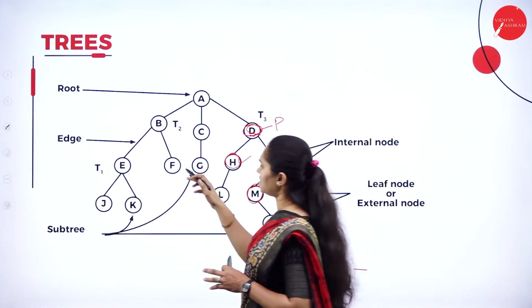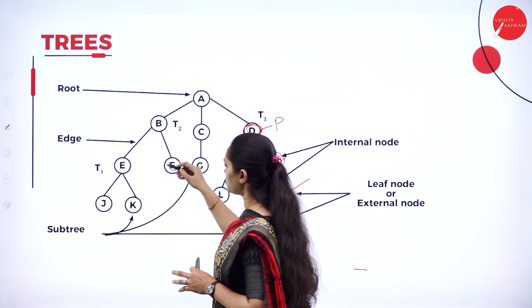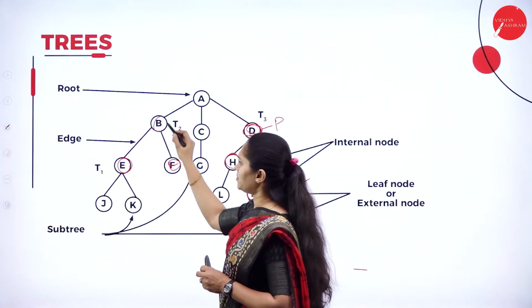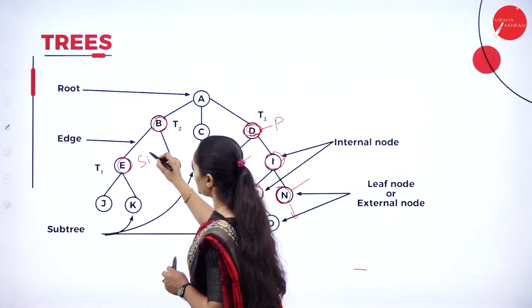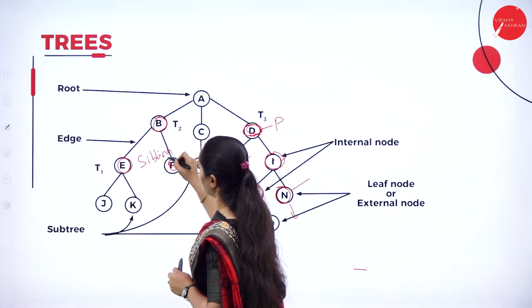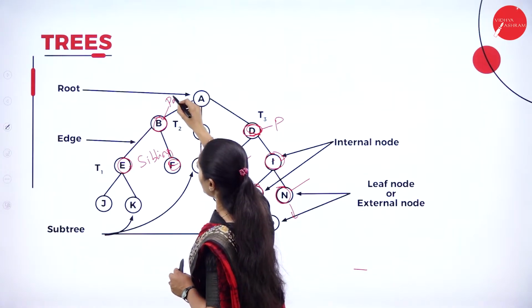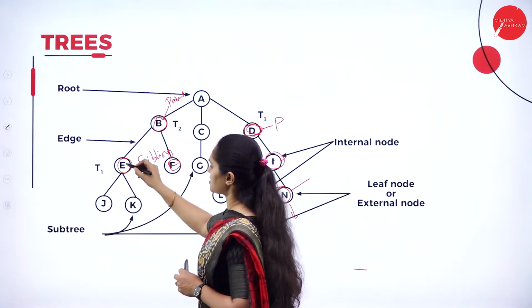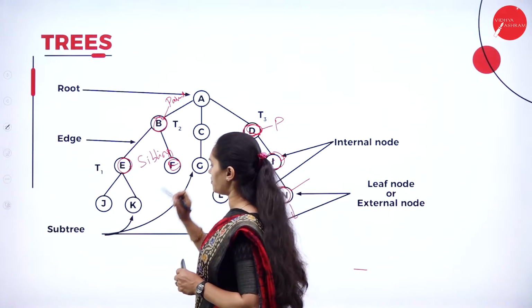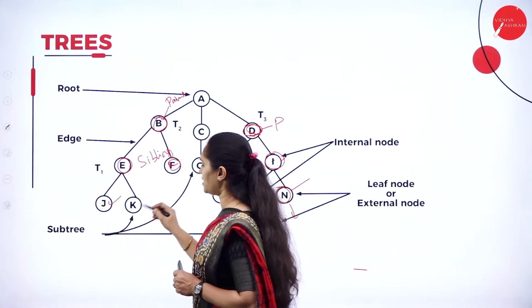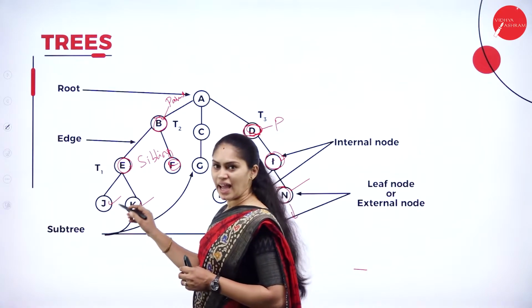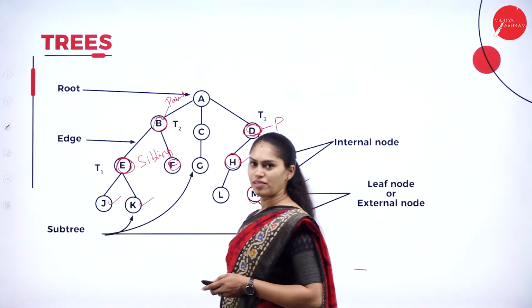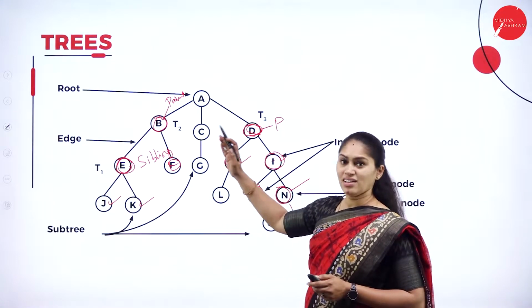And if I consider E and F, these two are the siblings for B. That means E and F are siblings and they have the same parent called B. So B is a parent node here and the successors are E and F. And if you consider J and K, those two are the siblings because they have the same parent called E. Fine. This is what? Sibling child.